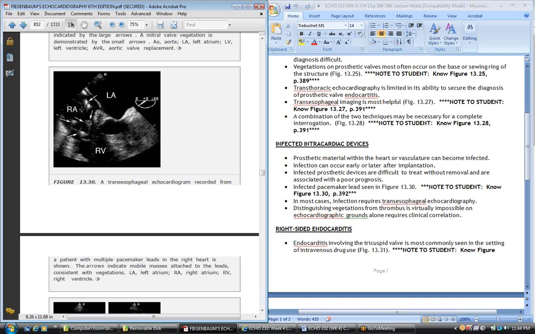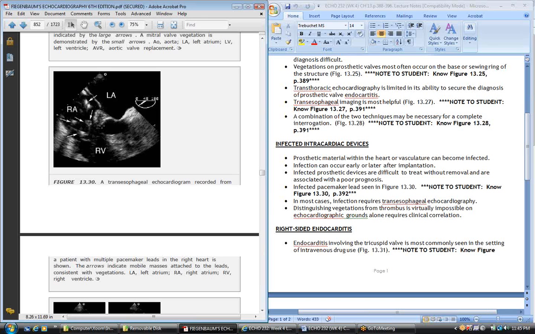Multiple pacemaker leads in the right heart. These mobile masses where the arrows are consistent with vegetations on the pacemaker leads. In most cases, infection is going to require a TEE, or transesophageal. Distinguishing vegetations from thrombus is virtually impossible on echocardiography grounds alone, and it requires clinical correlation.